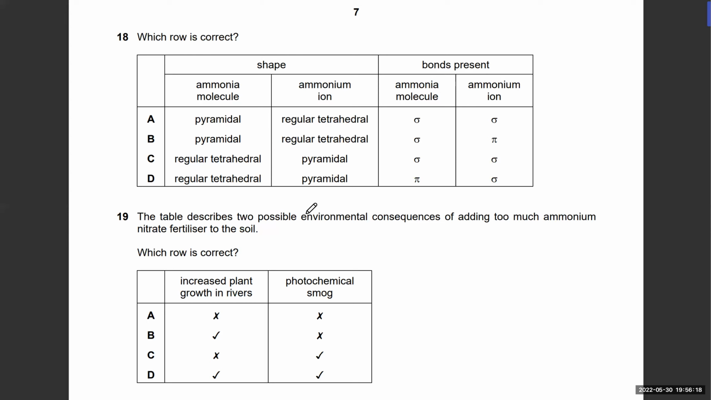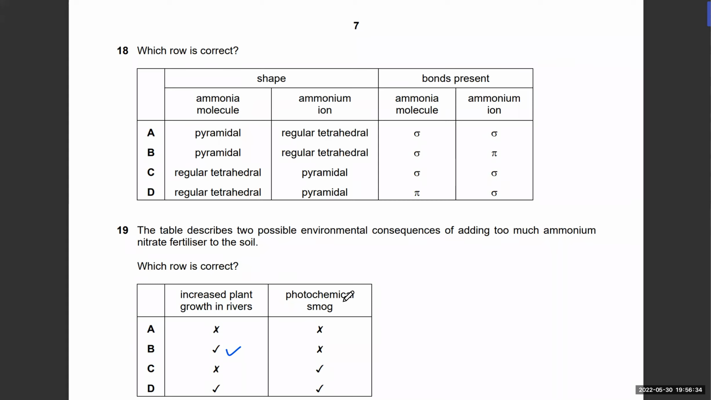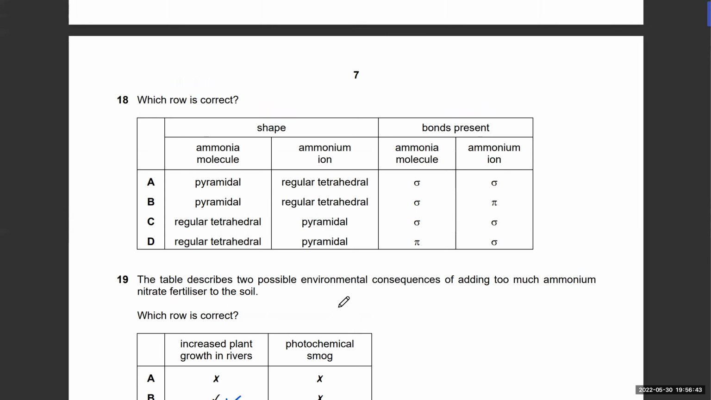This table describes 2 possible environmental consequences of adding too much ammonium nitrate fertilizer: increased plant growth in rivers, that's eutrophication. Does it cause photochemical smog? Who causes it? Carbon monoxide? No, nitrogen oxides, not carbon monoxide. And they end up forming this compound. What's the name of this compound? PAN, yes.